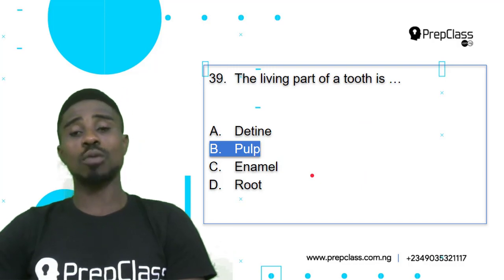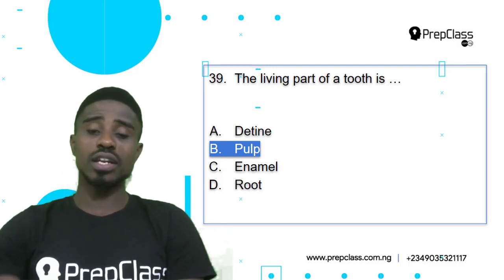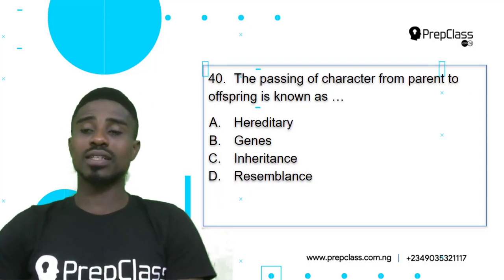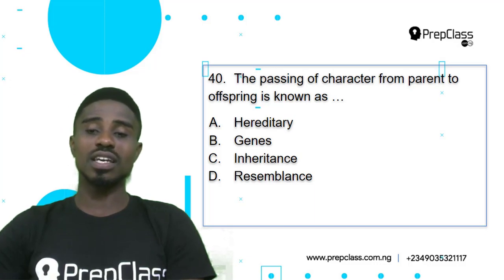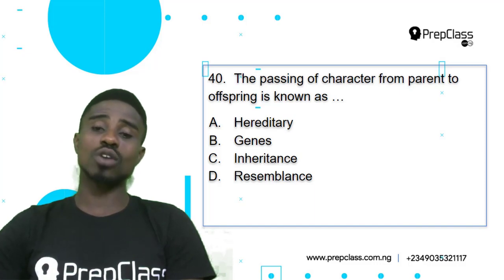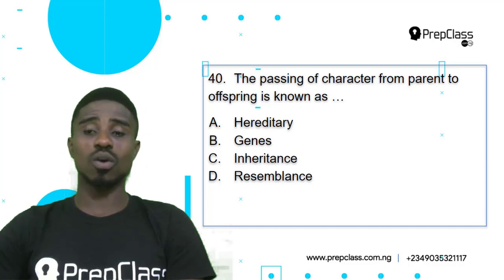Question 39, option B, pulp is our correct answer. Let's look at the next question. Question 40. The passing of character from parents to offspring is known as A, hereditary, B, genes, C, inheritance, D, resemblance. For us to carefully select the correct answer, we need to analyze all of the options and see which one best answers our question.